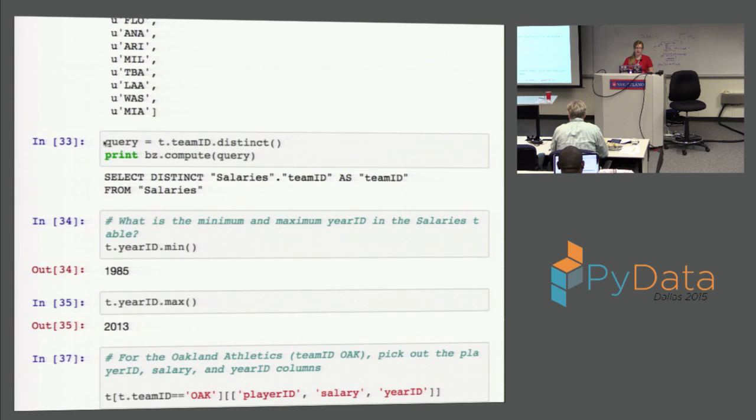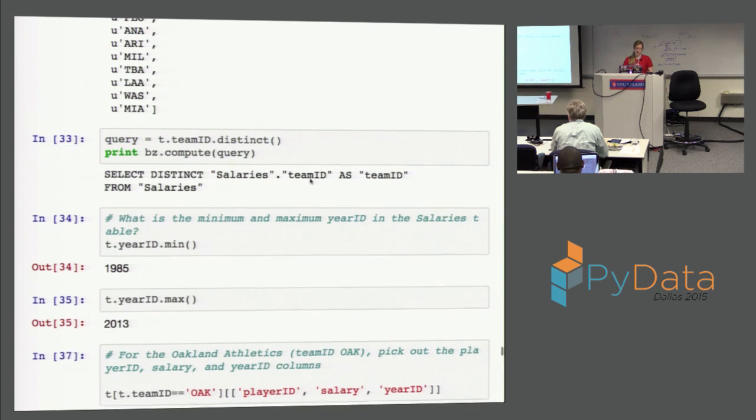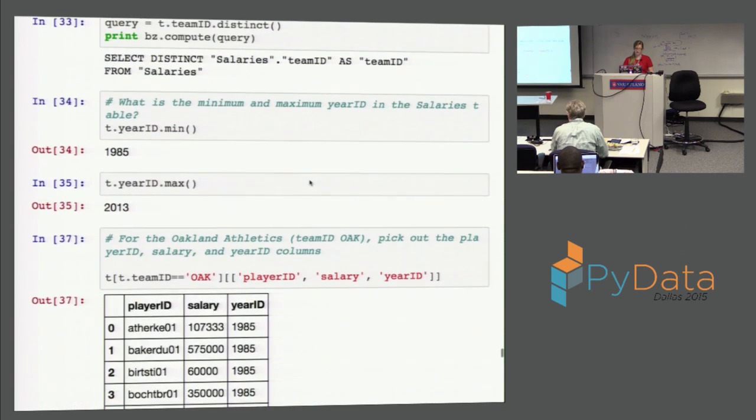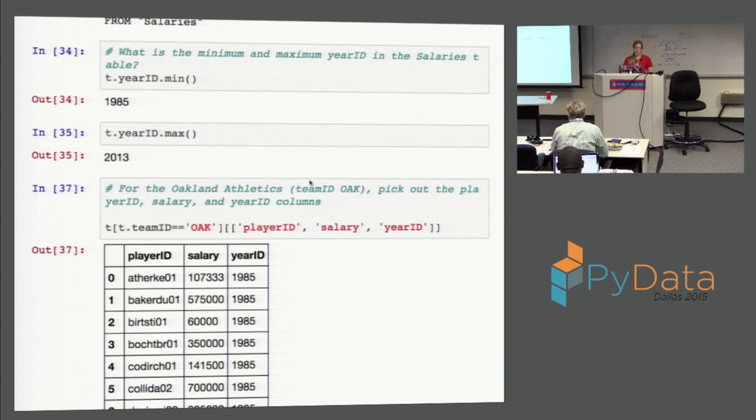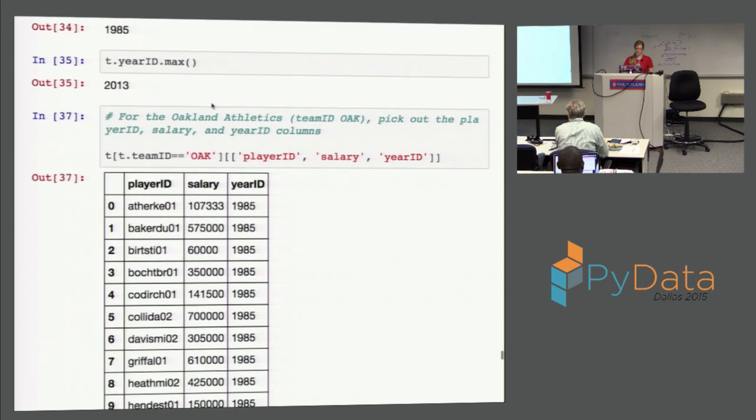If I take a look at what Blaze is actually doing, I can just print the query, say this is the query I'm looking for, and then I'm just getting the distinct team IDs. Then a simple question: what's the minimum and maximum year ID of the salaries table? I can just do this column and get the minimum, and this column to get the max.